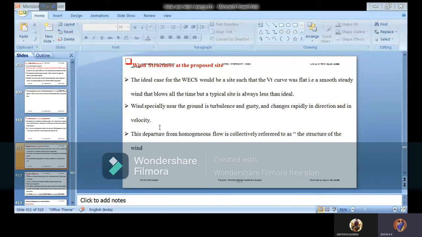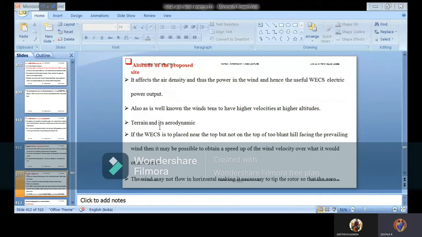This departure from homogeneous flow, you can refer to as the structure of the wind system. And next we have the altitude of the proposed site. Altitude, latitude, angle of balancing the system, all are very important, because drift and draft and lifting the system is not so easy for wind. As I said, the blades have weight, and if you want to get one rotation, then the speed must be high enough. So we have to think about the altitude of the proposed site. It affects the air density as well as the power in the wind.